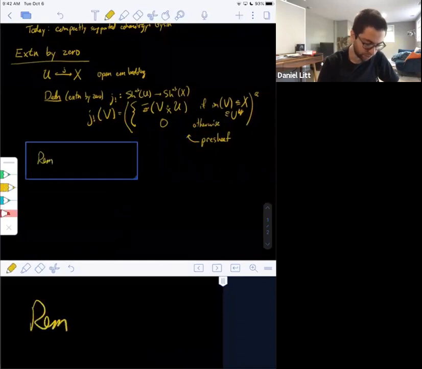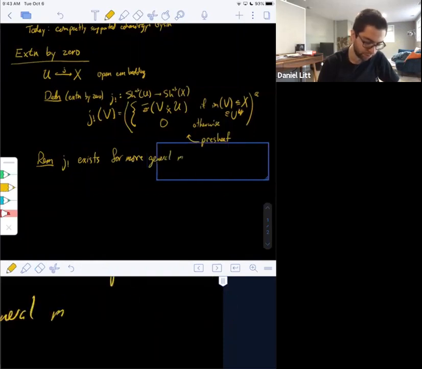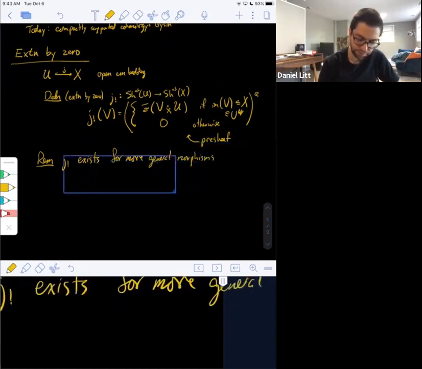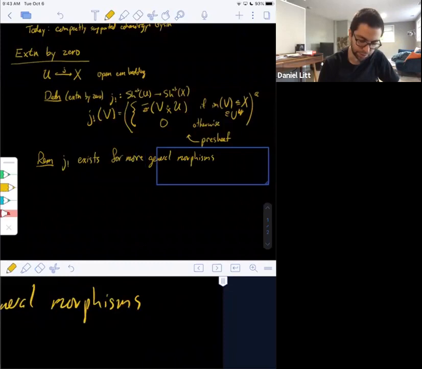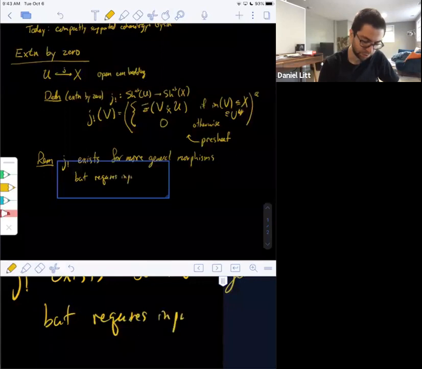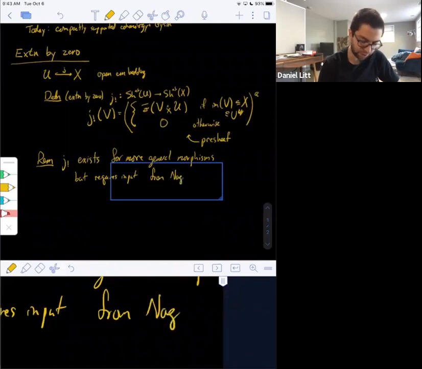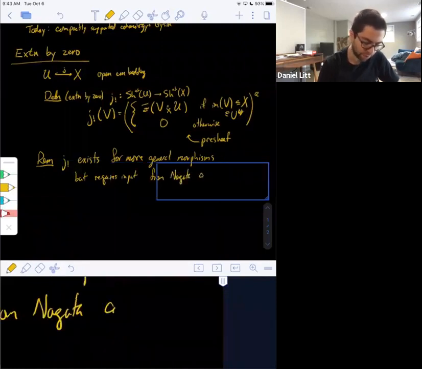Remark. Some kind of j lower shriek exists for more general morphisms, and we'll see it later, but it requires real input from Nagata compactification, and I'll discuss that if you haven't seen it before.